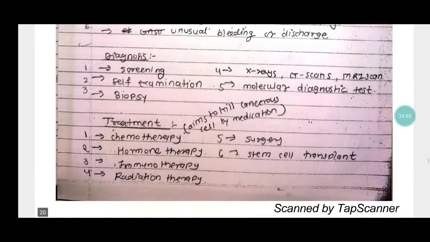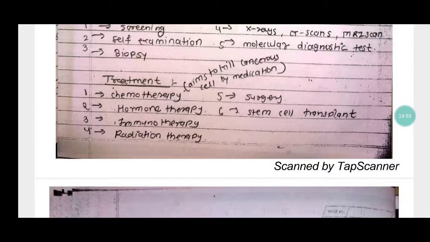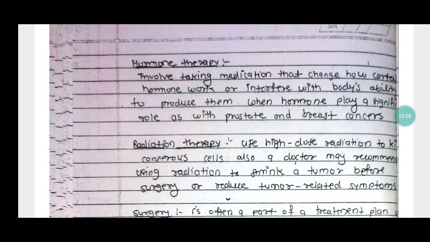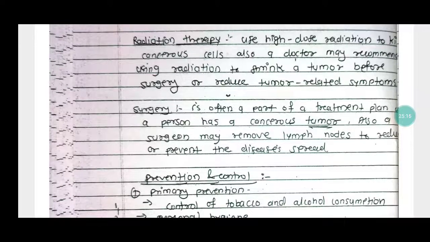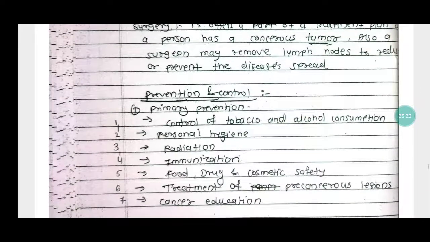The treatment for cancer: chemotherapy, which aims to kill the cancerous cells by medication, hormone therapy, immune therapy, radiation therapy, surgery, and lastly stem cell transplant. Radiation therapy uses a high dose of radiation on the cancerous cells. Surgery is often used for a cancerous tumor, and the surgeon may remove lymph nodes to reduce and prevent the spread of the disease.